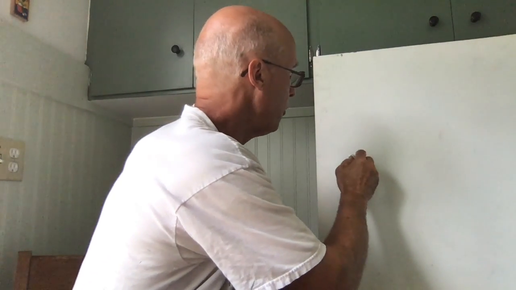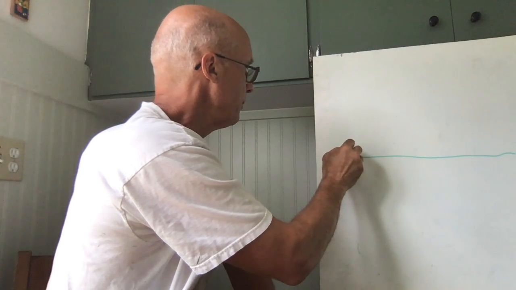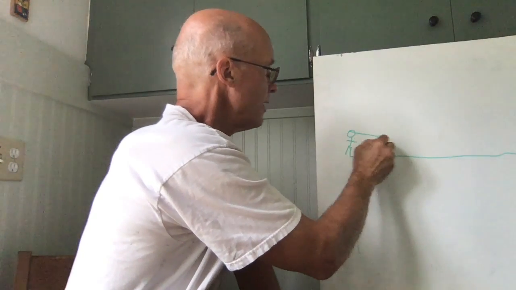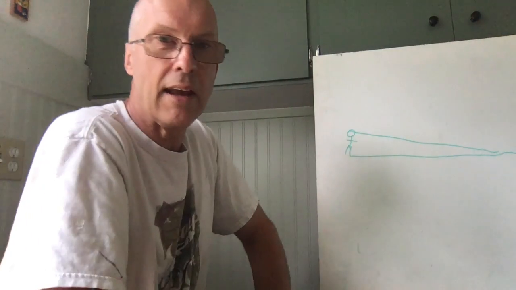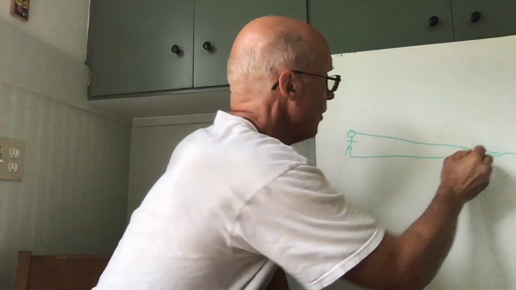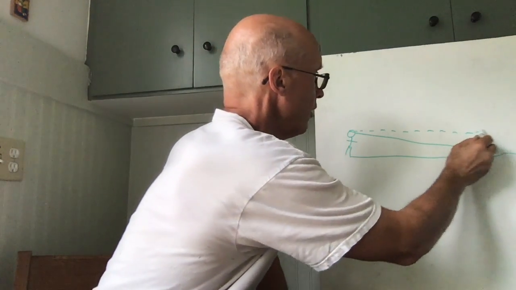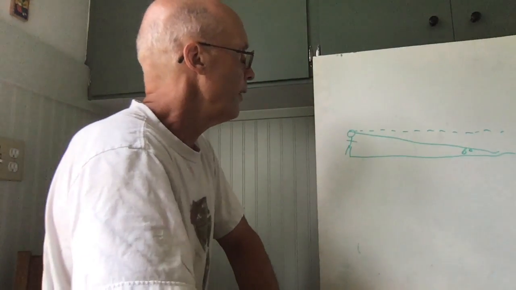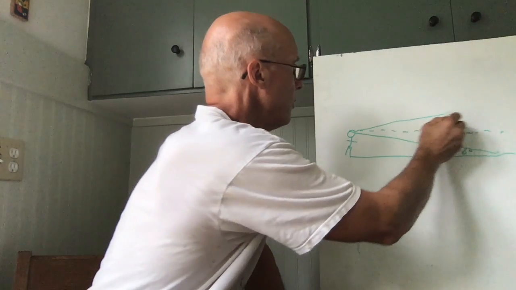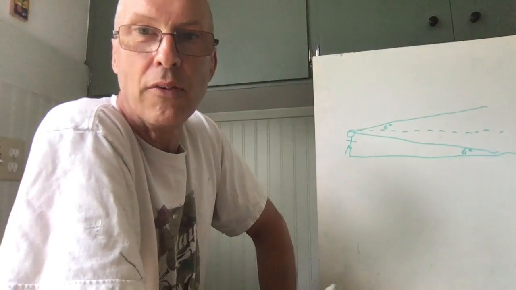Think about the horizon. If somebody's standing here, I'll make a giant person, and they're looking down, that's an angle of depression. Maybe they're looking down at 6 degrees or something like that. If they're looking directly out, horizontal, that would be 0 degrees. And if they're looking up at, say, an angle of 6 degrees, that would be an angle of elevation.